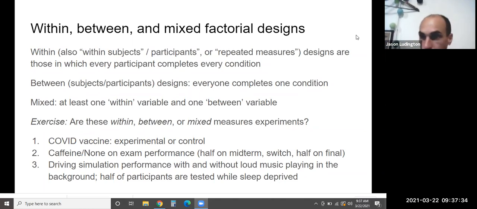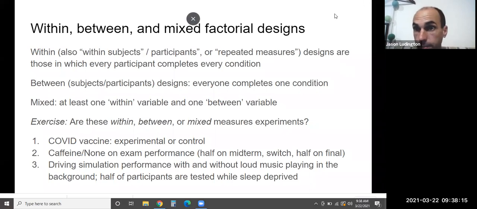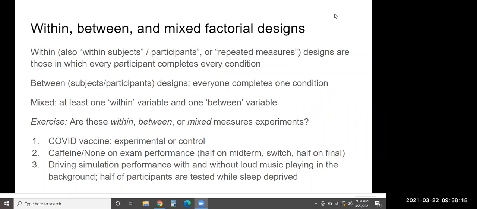Last one, maybe the hardest one. Driving simulation performance with and without loud music playing in the background. Half of the participants are tested while sleep deprived, and half after a full night of sleep. Now I said mixed within design. Mixed design. Mixed.